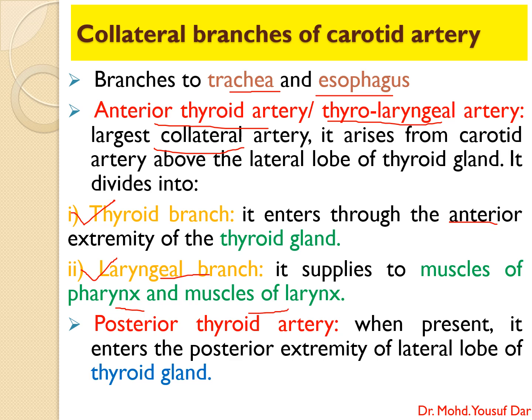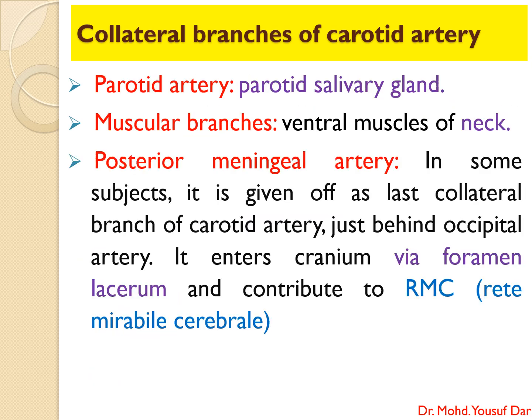The next collateral branch is the posterior thyroid artery. When present, it enters through the posterior extremity of the lateral lobe of the thyroid gland. The next collateral branch is the parotid artery. It arises from the common carotid artery and supplies the parotid salivary gland. The muscular branches supply the ventral muscles of the neck.